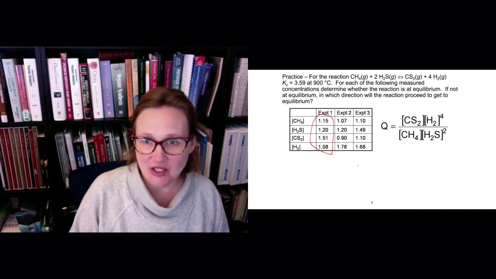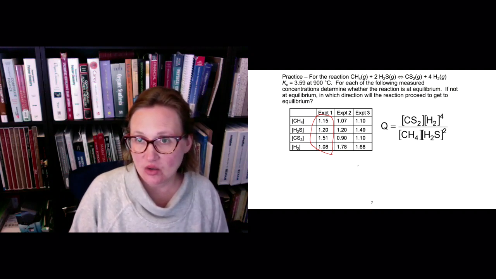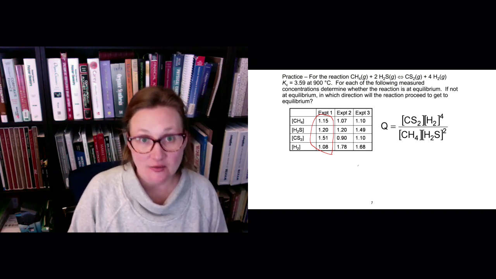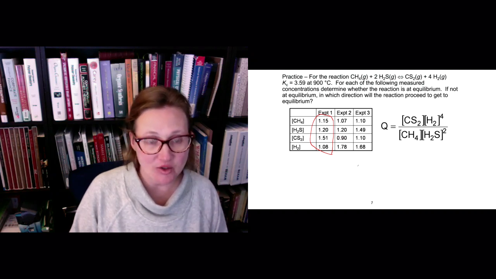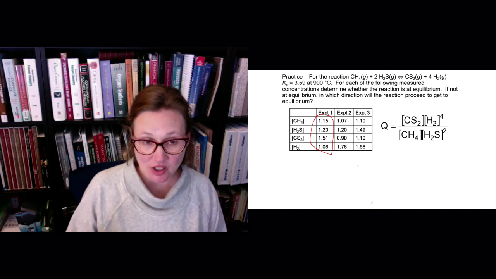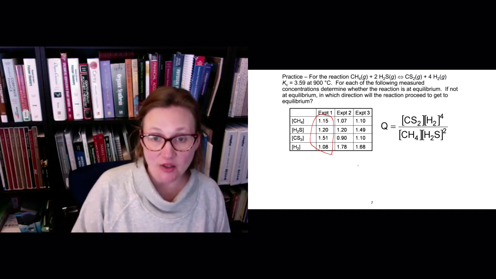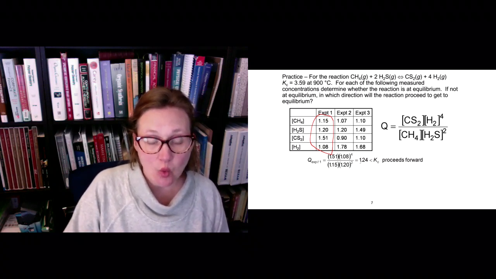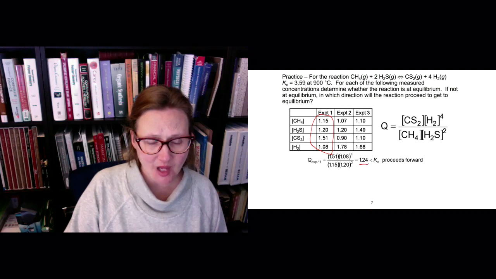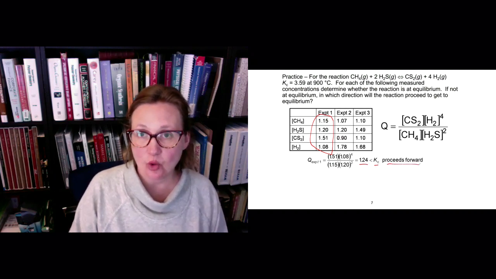So this is the Q expression. We have our CS2 times H2 to the 4th power divided by CH4 and then H2S to the 2nd power. So that's our Q expression, and all we're going to do here is insert those concentrations and determine where we're at in the reaction. Okay, so for experiment 1, we come up with 1.24, and 1.24 is less than Kc. Reaction's going to go forward toward the products.